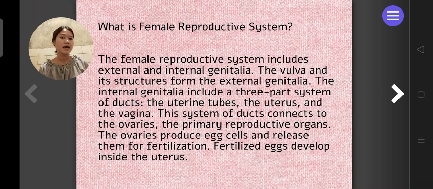The vulva and its structures form the external genitalia. The internal genitalia include a three-part system of ducts: the uterine tubes, the uterus, and the vagina. So this system of ducts connects to the ovaries, the primary reproductive organs. The ovaries produce eggs and release them for fertilization. Fertilized eggs develop inside the uterus. So sa uterus daw nade-develop yung mga eggs.